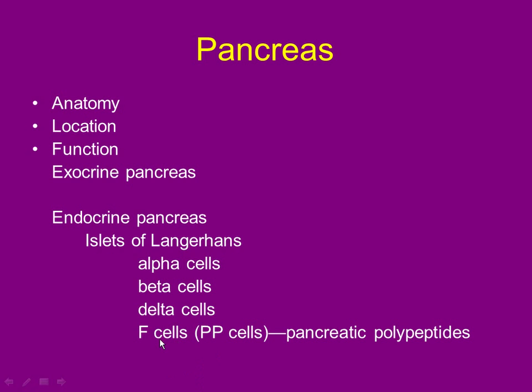And the last one is the F cells, also known as the PP cells. It just sounds fun to say that, the PP cells. And they make pancreatic polypeptides. These are appetite suppressants too. Pancreatic polypeptides. So they go to what part of the brain to tell it stop eating? Hypothalamus again. Pancreatic polypeptides.